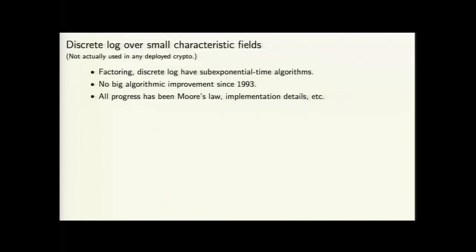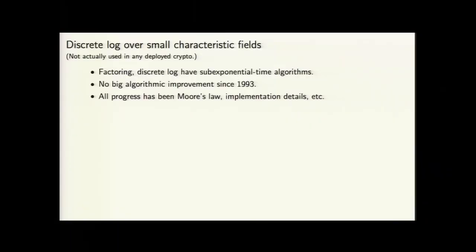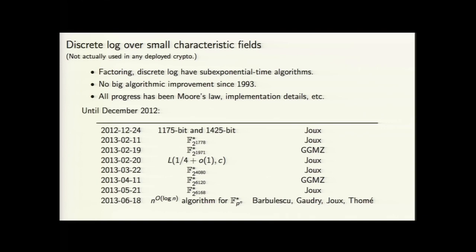So discrete log over small characteristic fields is not one of these assumptions. Nobody actually relies on this for public key cryptography. But it is intimately related to the assumptions that we do use, such as factoring and discrete log over large characteristic fields. And the important thing here is that factoring and discrete log have sub-exponential time algorithms. We've known this since the 80s. There have been no big algorithmic improvements since about 1993. Basically, all of the progress in the cryptanalysis of these basic assumptions has been improvements due to Moore's law and small implementation details. And the running time for small characteristic fields and large characteristic fields was basically the same, until earlier this year, when there was a series of breakthroughs for small characteristic fields.